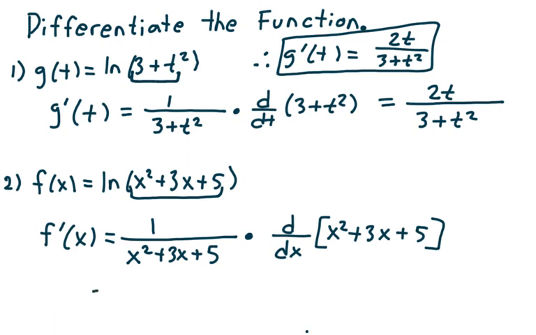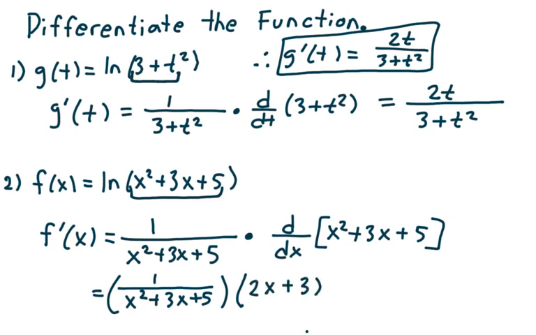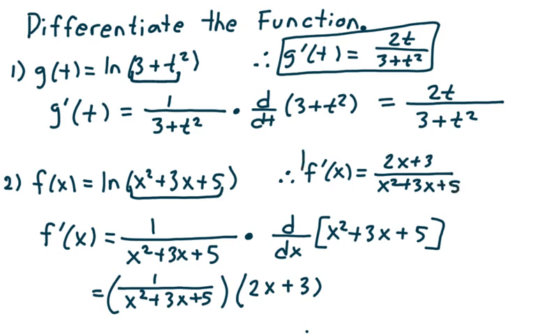And so this is equal to 1 over x squared plus 3x plus 5. And I'm going to take that quantity times 2x plus 3. And so therefore, if I write my conclusion here, f prime of x is 2x plus 3 divided by x squared plus 3x plus 5. And that's how we do example 2.